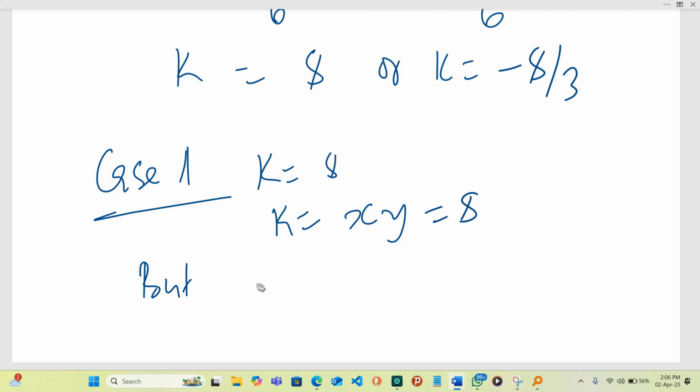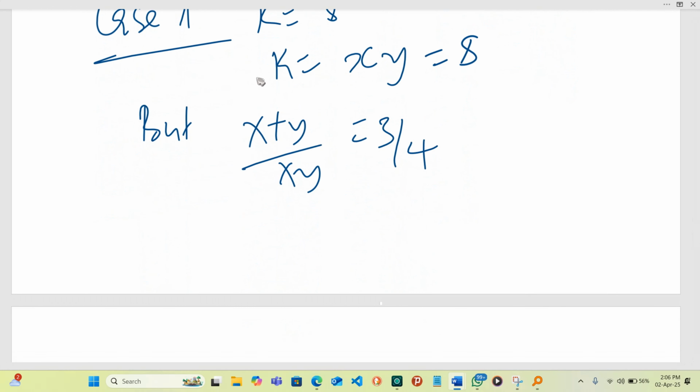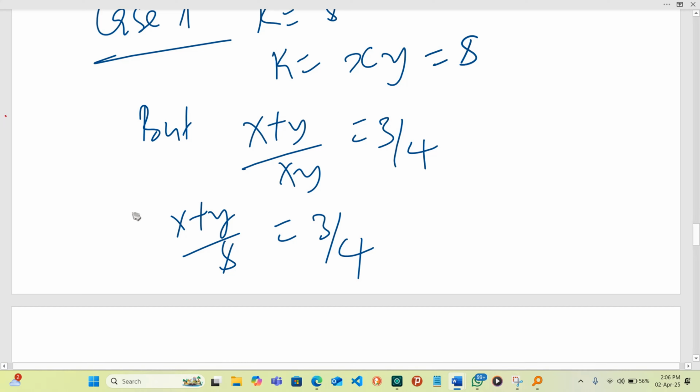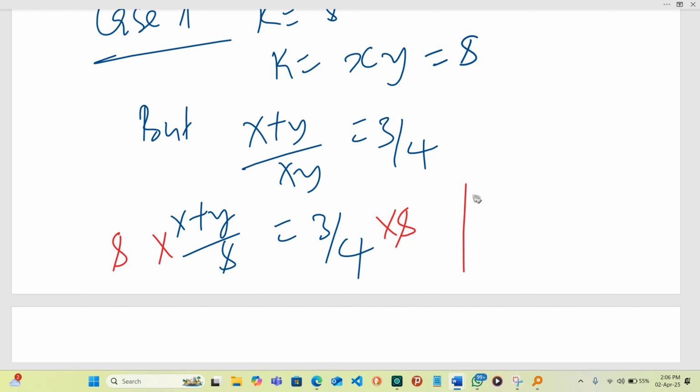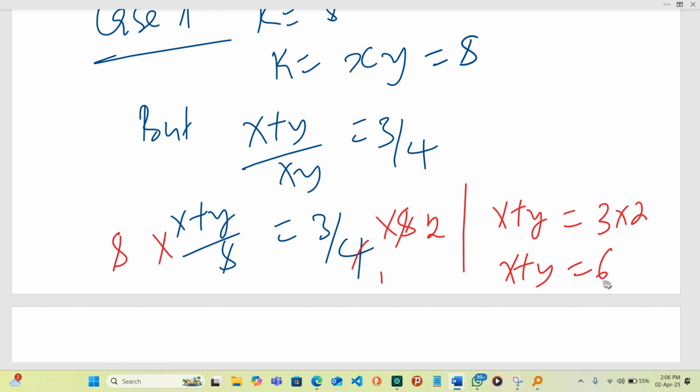But also, we know that x plus y out of xy is equal to 3 out of 4. Now, substituting these values, we'll have x plus y out of 8 is 3 out of 4. So if now I multiply by 8 both sides, this means x plus y will equal to, this will cancel with this, and we'll have 2. So this will be 3 by 2. Therefore, x plus y will equal to 6.